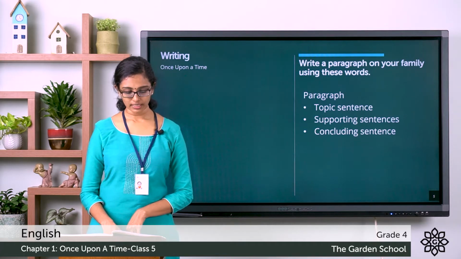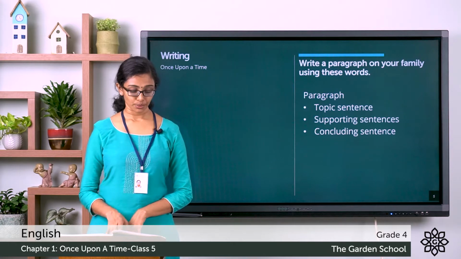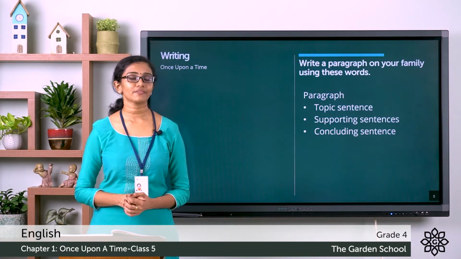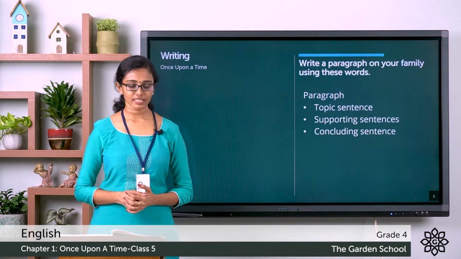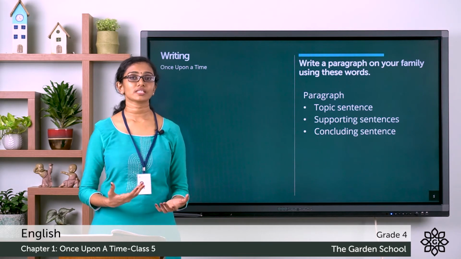I love enjoying Sundays with my family and friends. So, can you tell me what is this paragraph about? This paragraph is about the writer's love for Sundays.